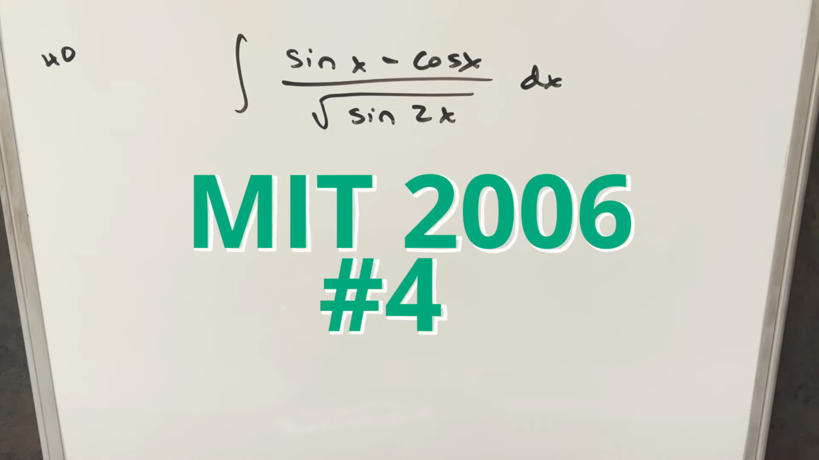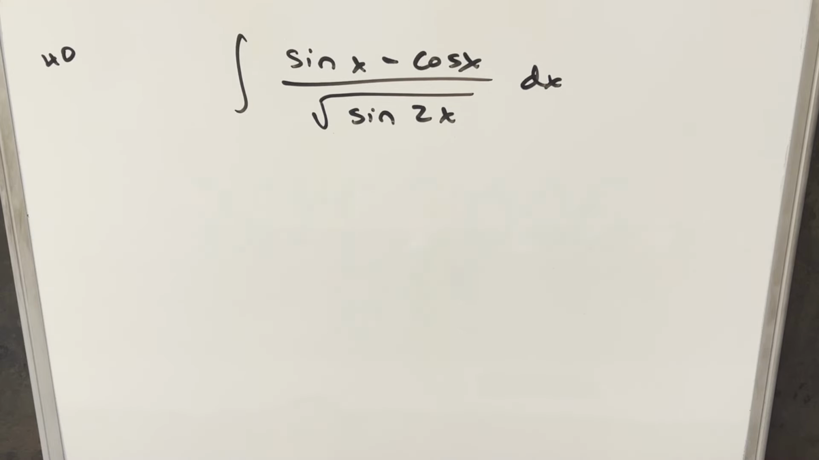Okay, let's try another integral. This one's from the MIT Integration Bee 2006, problem 40. We've got the integral of (sin x − cos x) over the square root of sin 2x dx.